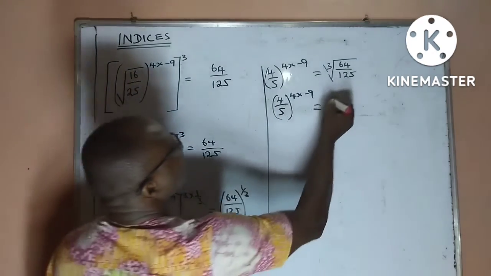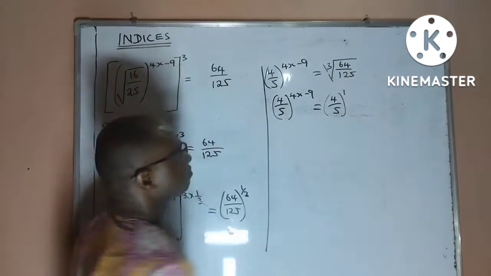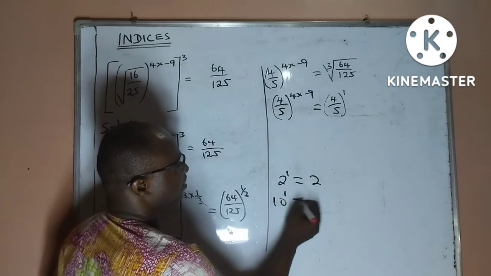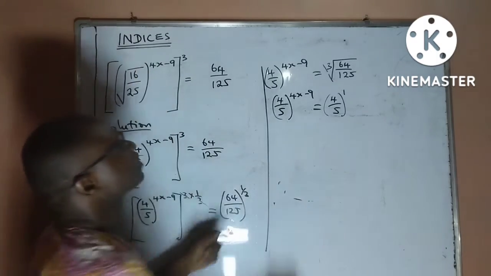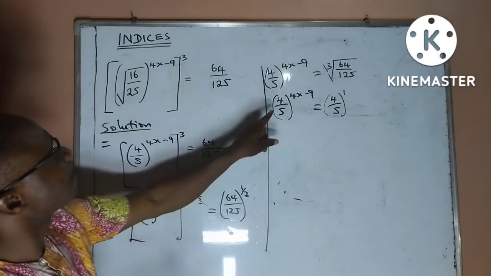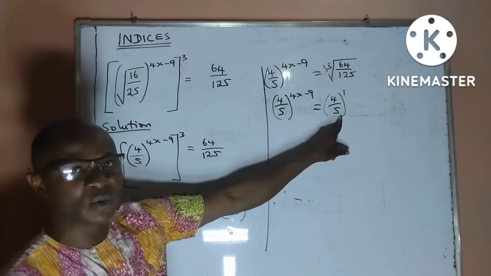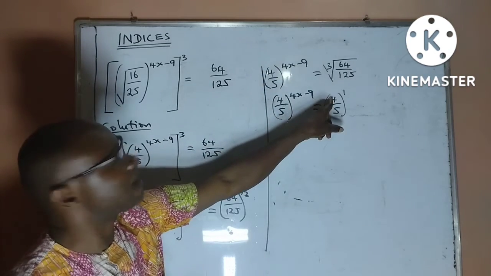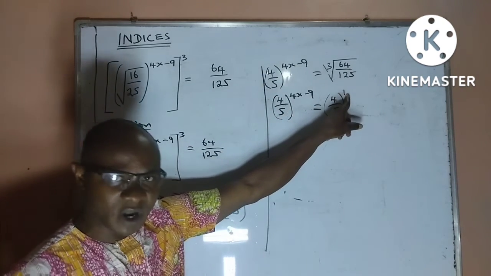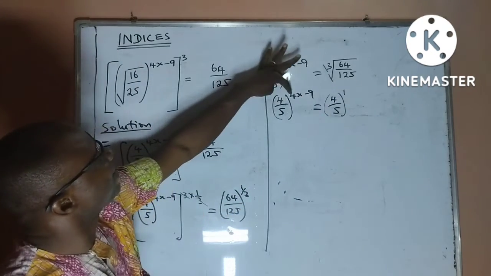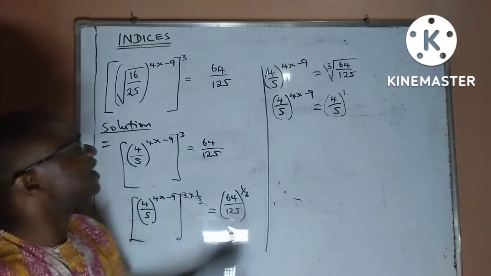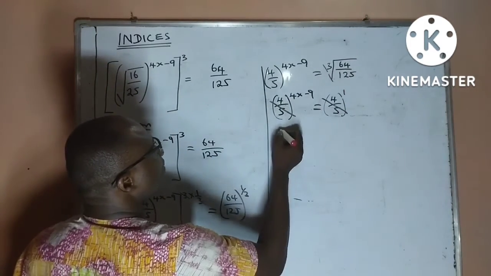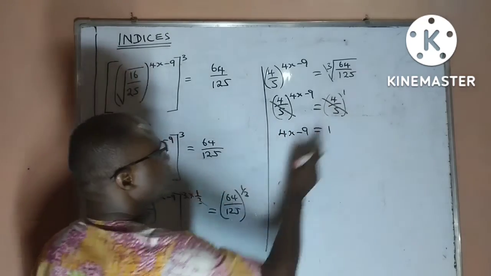Beautiful. So we can now say it is raised to the power 1, because 2 raised to the power 1 is the same thing as 2, and 10 raised to the power 1 is the same thing as 10. I just want to put it in index form so that the base I have here will be equal to the base I have here. You can see I have the base 4 over 5 here, and the base 4 over 5 here. So the power here is 1, while the power here is 4x minus 9. Finally, since the bases are equal, the powers also will be equal. So I have 4x minus 9 equal to 1.